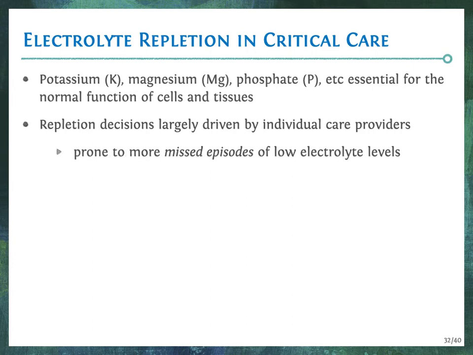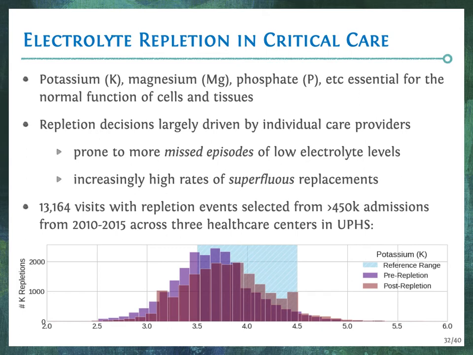Doctors are prone to more missed episodes of low levels of electrolytes, and increasingly, there's a high rate of unnecessary repletion events. In this work, we consider a large data set of admissions over a 5-year period across 3 different hospitals in the University of Pennsylvania health system, and extract admissions with repletion events for key electrolytes. Focusing here on potassium, shown here is a distribution of measured potassium levels immediately before and after a repletion event, along with a target or reference range of potassium values in blue.